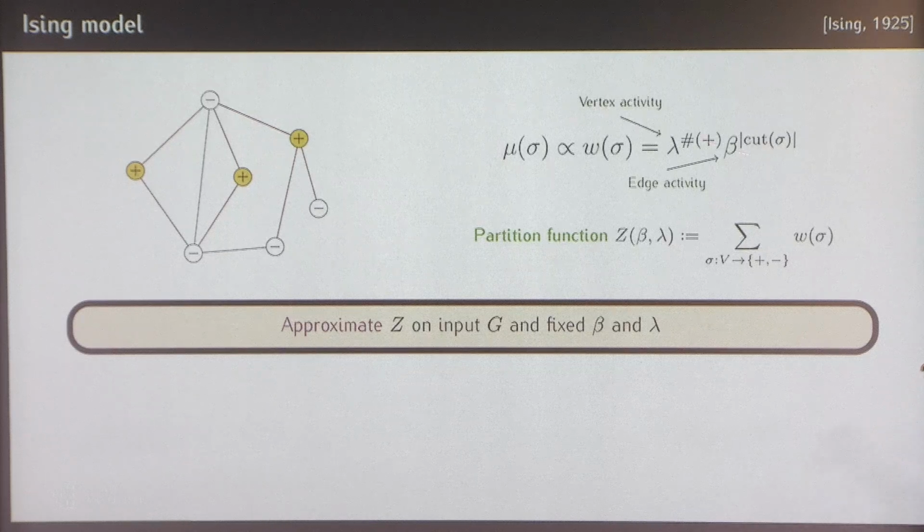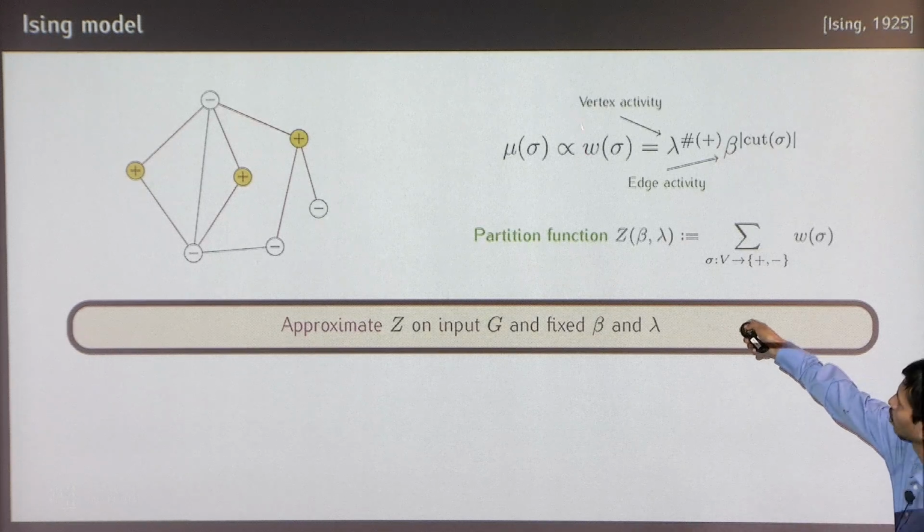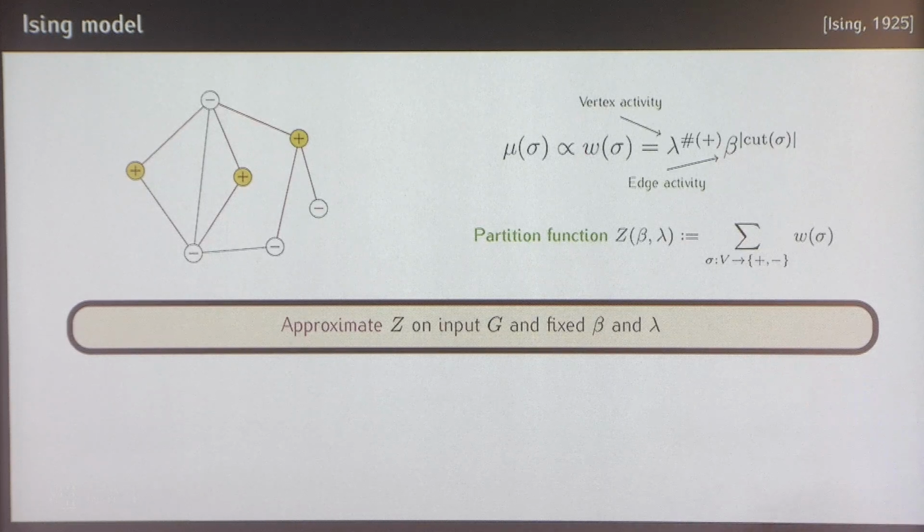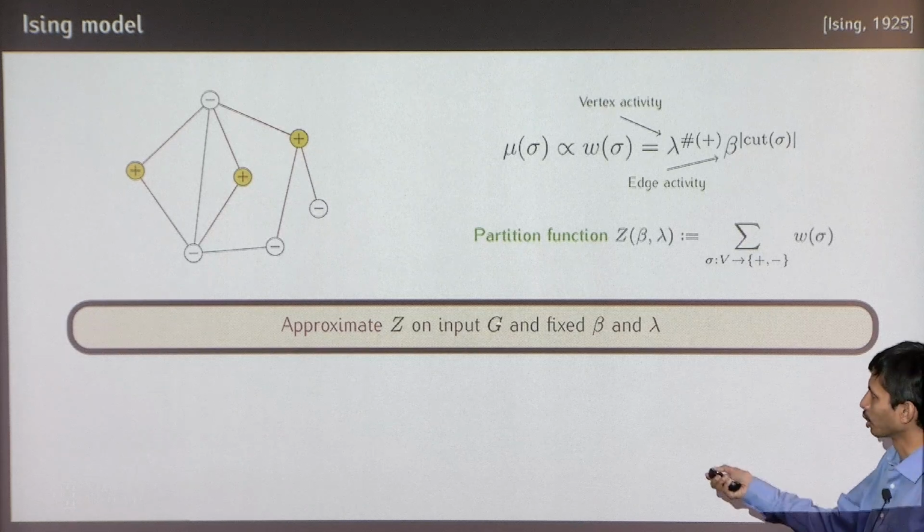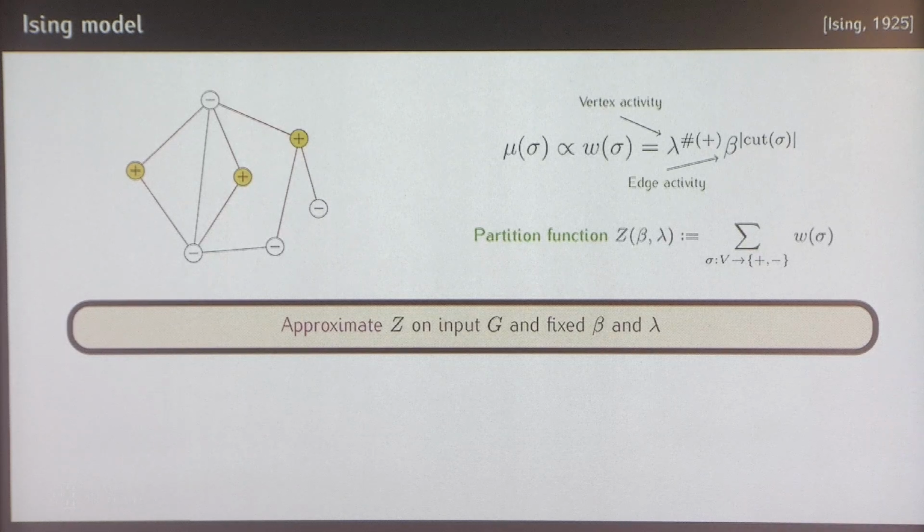So for each sigma, I have such a weight function, and then the partition function is exactly the normalization constant that you put in front of these weights to make it a probability distribution, and that's just the sum of these weights. And the question we would be looking at is approximation of this quantity on an input graph G when beta and lambda are fixed.